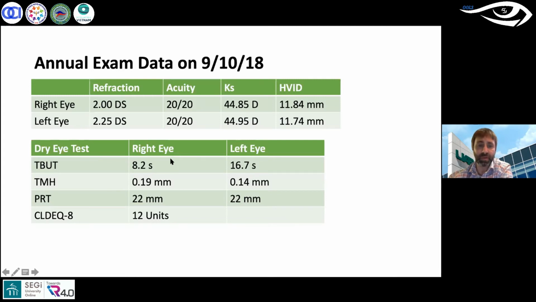unstable tear film. The tear breakup time is under 10. The tear meniscus height is under 0.2, suggesting that this patient may also have some aqueous deficiency, and the contact lens dry eye questionnaire is at 12, which is the point where you might consider making a contact lens change.